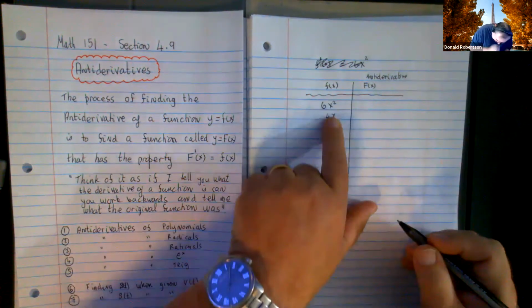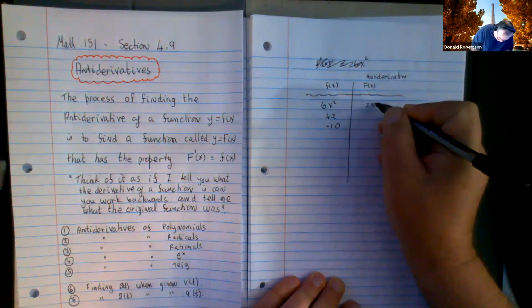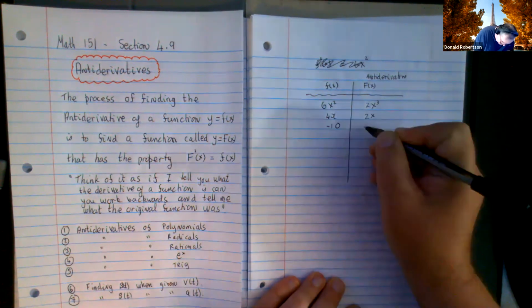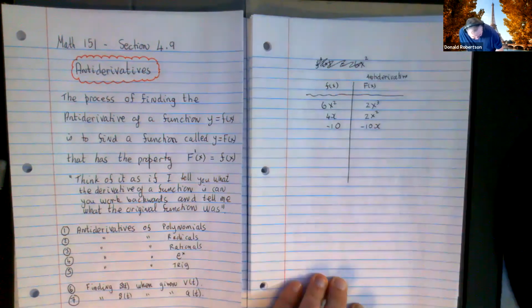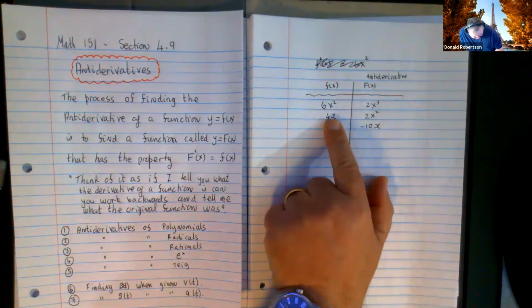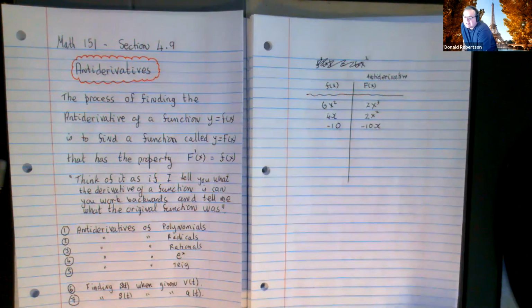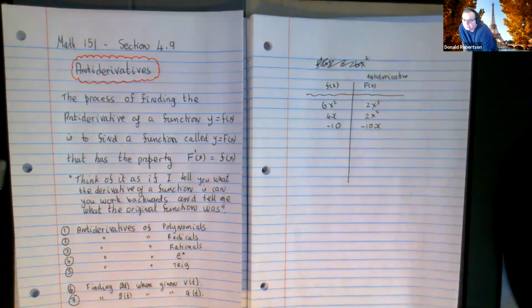Now I'm going to give you the answers to each of these. This guy here is 2x cubed, this guy here is 2x squared, and this guy here is negative 10x. Can anybody see a pattern? Because we don't want to have to just guess until we get the right answer. How you could use this guy to get that guy. Can you see any pattern?